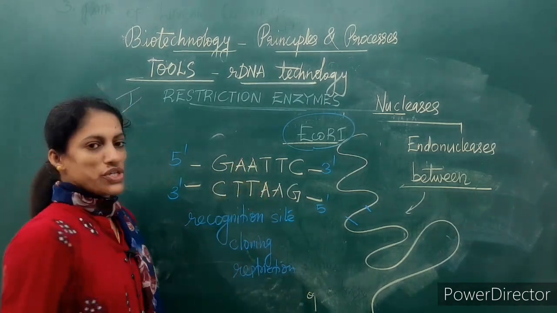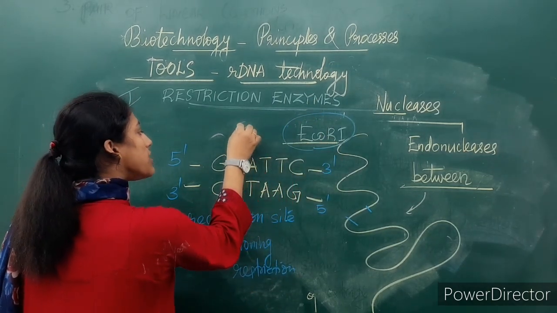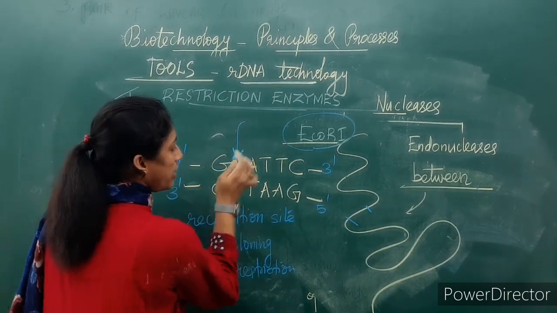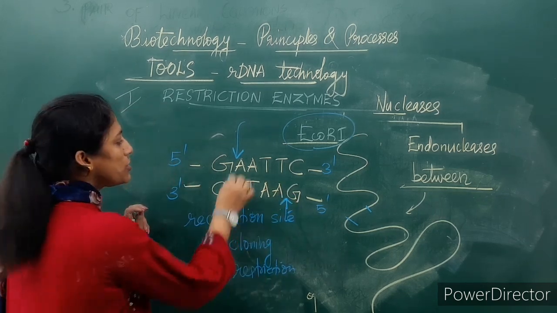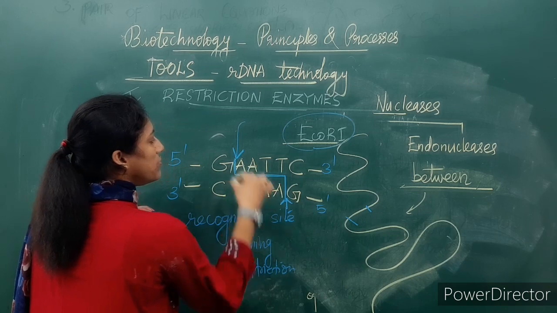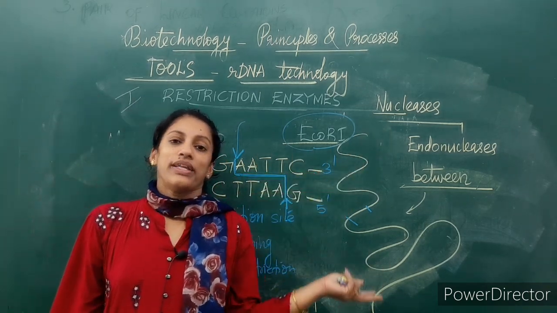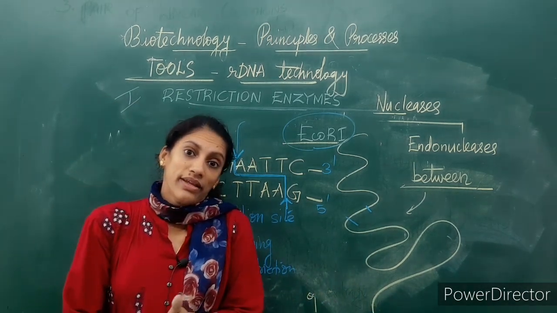Then what is special? When EcoR1 is used, the enzyme comes and makes a cut here, between G and A. Here also, between G and A, it makes a cut. So it is cutting the DNA like this, and the DNA strands will separate. We will discuss this with a diagram in the next class.